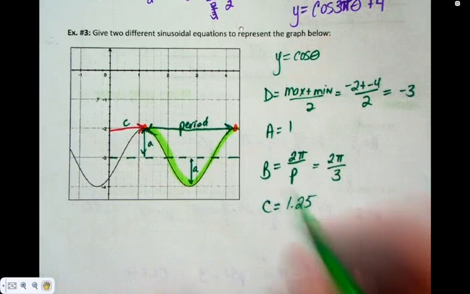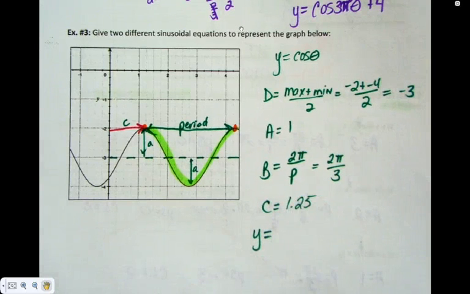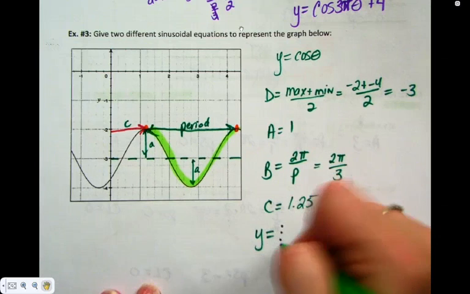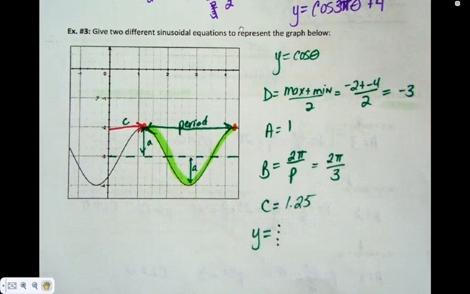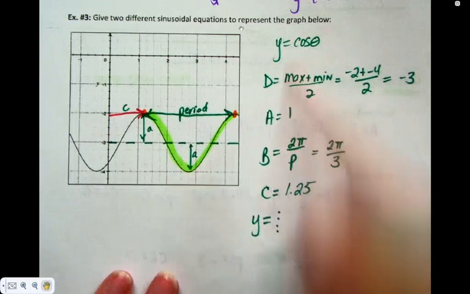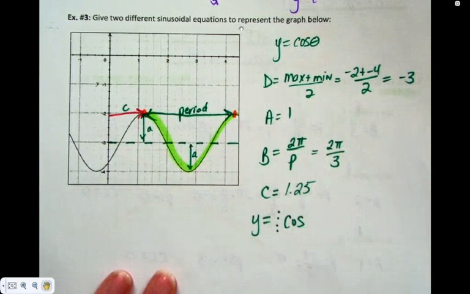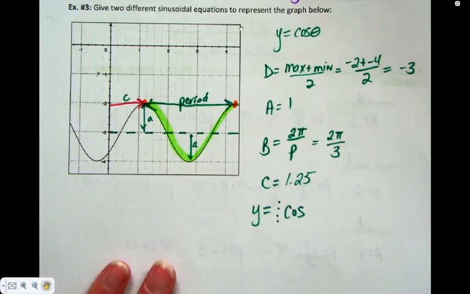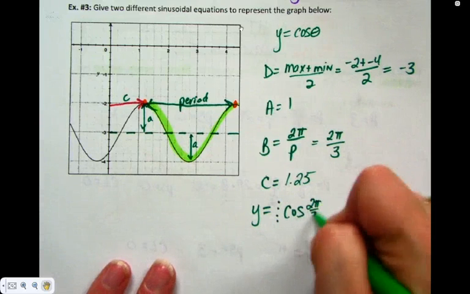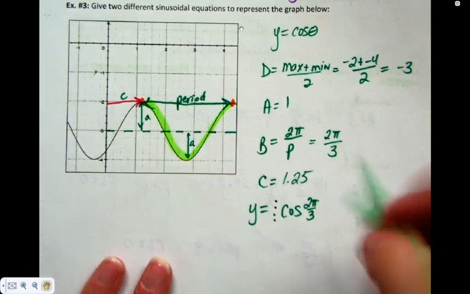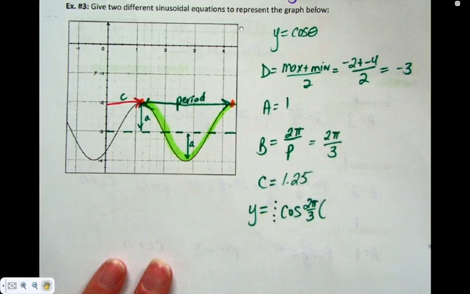Once we have those 4 values, we're good to go. We start with y equals. Amplitude comes first. I'm going to write the imaginary one just so when you look back you see that we talked about it, but I wouldn't actually write it in the question. Cos comes next because we already talked about this is a cos graph. The B value comes after the cos. I need to open a bracket because I have a C value.